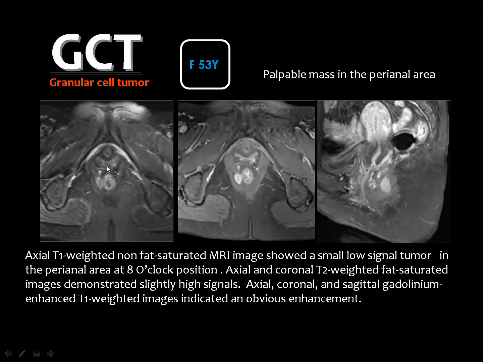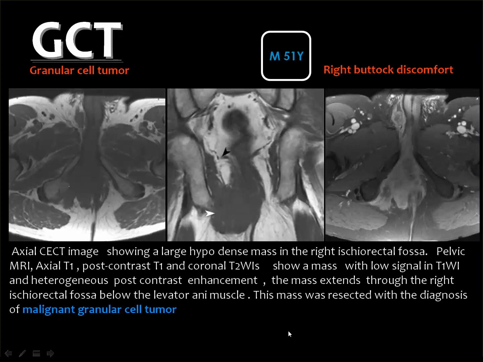This is a T2 weighted image, and you see a very small lesion adjacent to the anal canal, and this lesion enhances strongly after injection of contrast, and this is one of the criteria of this granular cell tumor. And this is the appearance of the lesion in the sagittal image.